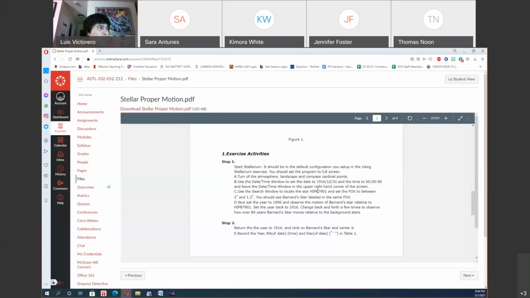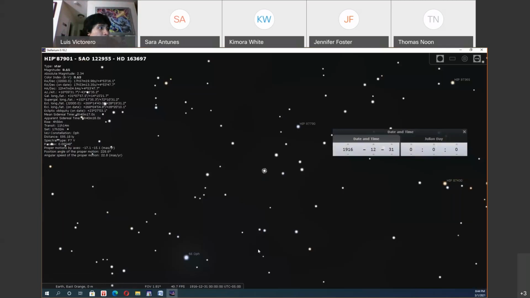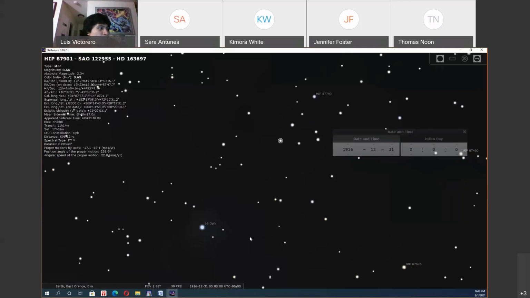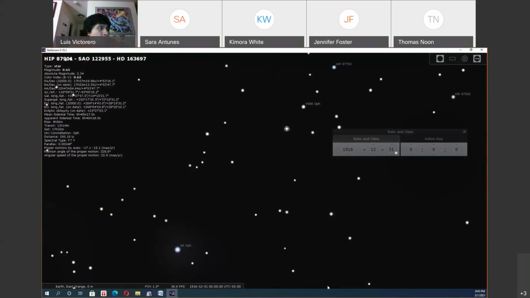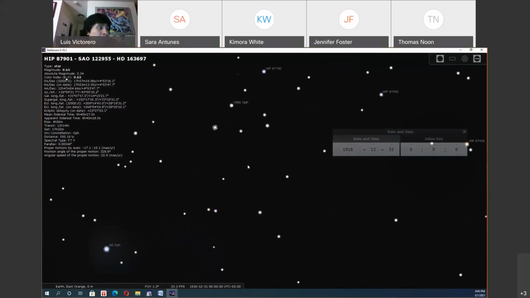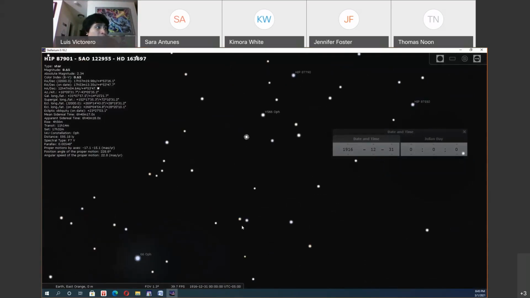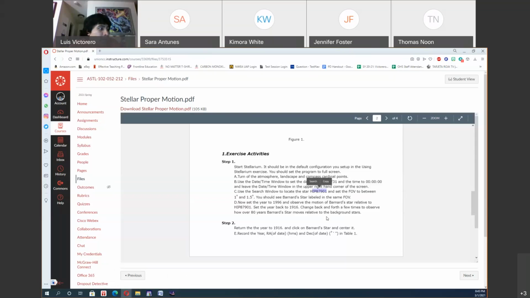You want to locate this object, which is here. And you want to make a field of view of there, between 0.5 and 1.5. And they tell you that in this frame, you can locate Barnard's star. And they're asking you to go from 1960 to 1996 and then change back and forth over the 80 years and see the motion of Barnard's star relative to the background stars.